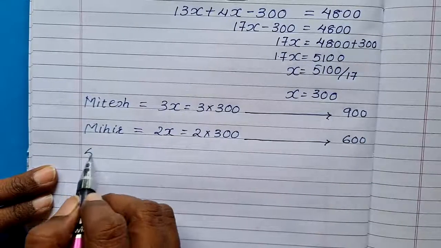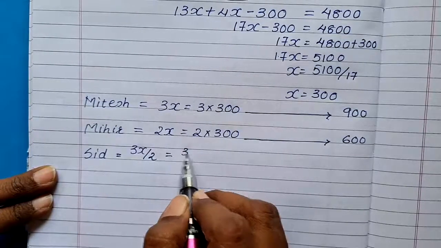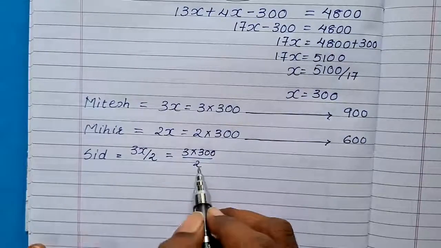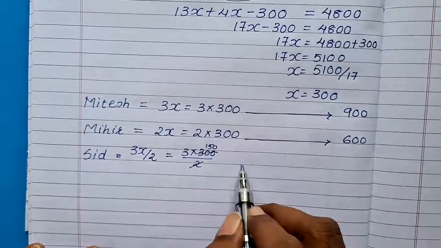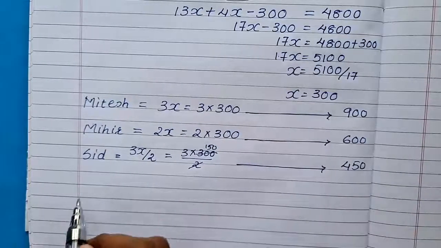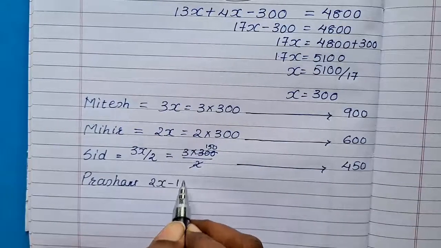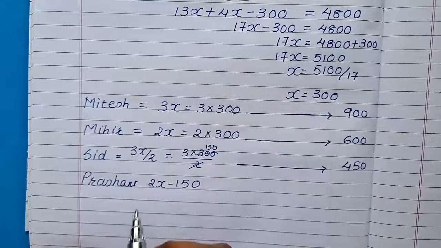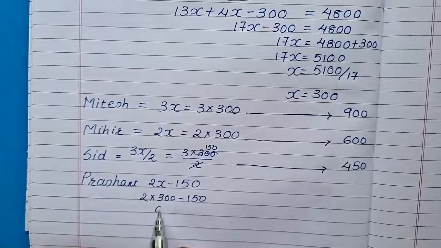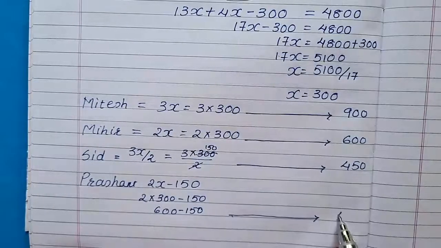Then Sid, 3x upon 2. So 3 into 300 upon 2. So your amount is, if you solve this, 450. And Prashant, 2x minus 150. So 2x means 2 into 300 minus 150. So 600 minus 150, it would be 450. So this is also 450.